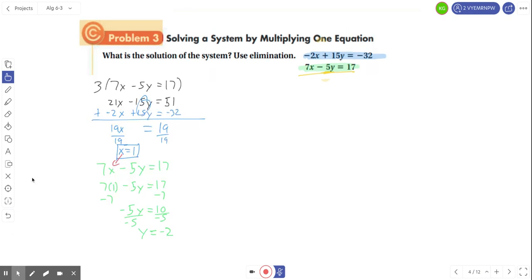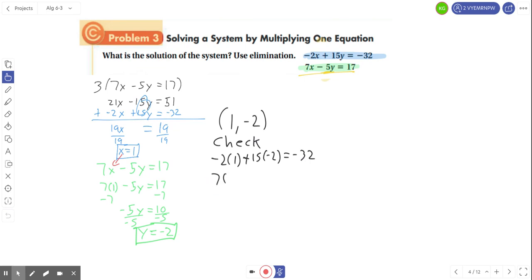So I made that all fit on the page. Okay. Next, I better check to make sure that's right. So I think my solution is the point 1, negative 2. Let's do a check. Put those values into both equations. So negative 2 times 1 plus 15 times negative 2 equals negative 32. That's true. You can check it in your calculator if you would like. I'm confident enough that that's right, but I'm just going to keep going.